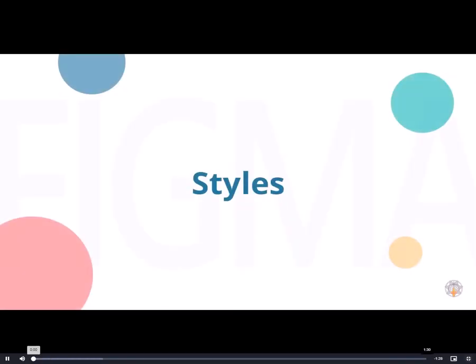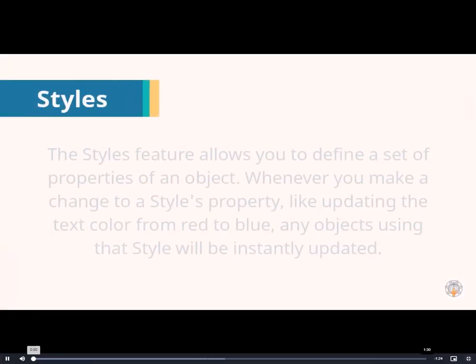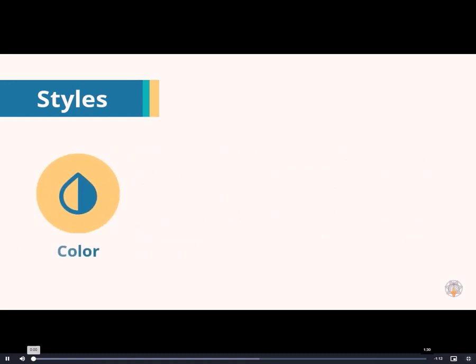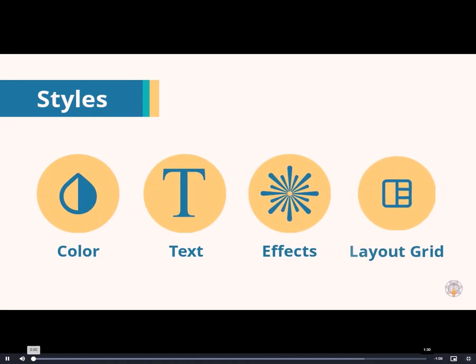Figma has a great feature of styles. These style features allow you to define a set of properties of an object. You can save it as a preset and use it wherever you want. With styles, we can save the colors, text styles, effect styles, and layout grid styles in Figma. And they can also be shared with other projects.